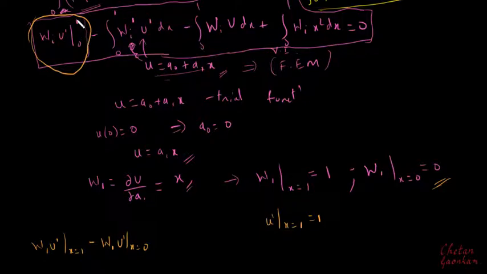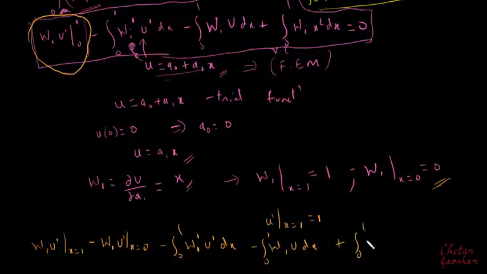term at x equal to 1 and at x equal to 0, minus integration of 0 to 1 w1 dash. I have here w1 dash, and then I also have here u dash dx minus 0 to 1. Then I have here w1 u dx plus 0 to 1 w1 x square dx equal to 0.